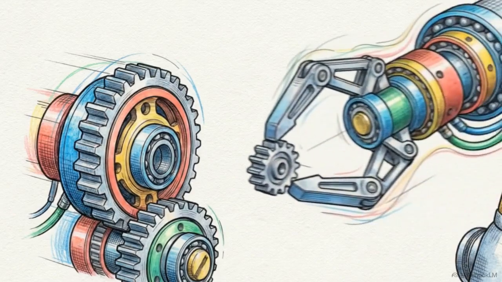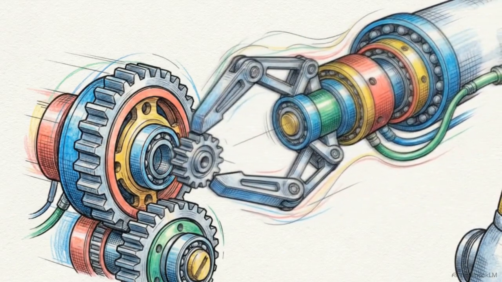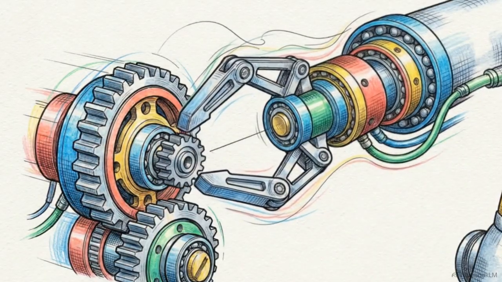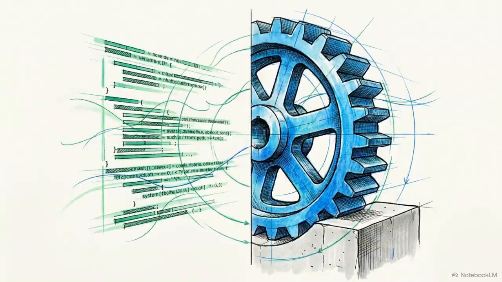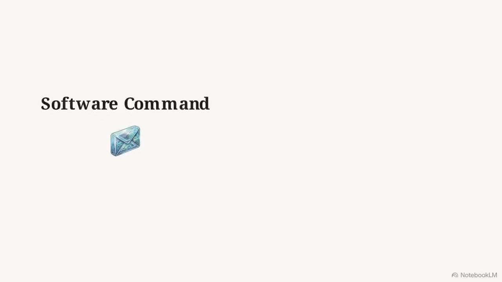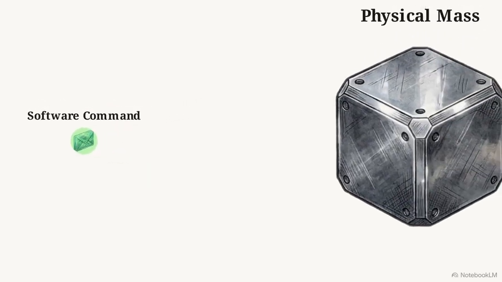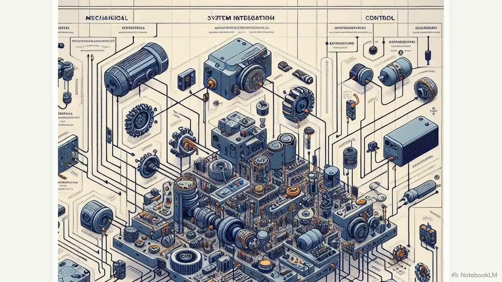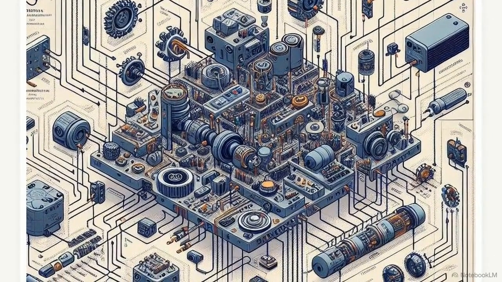Watch a modern automated assembly line, and you will see heavy steel arms moving with incredible speed, stopping within a fraction of a millimeter. It looks effortless. But underneath that movement is a complex translation problem. How do you take an abstract, weightless line of digital code and use it to control heavy physical mass? The answer is mechatronics. It is the deliberate physical intersection where mechanical engineering, microelectronics, and software control converge.